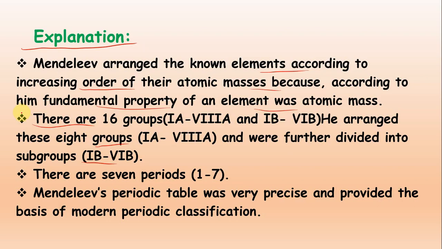Now this was the explanation related to the groups. What about the periods? There were 7 periods. Vertical columns are called groups, and horizontal rows are named periods. Mendeleev's periodic table was very precise and provided the basis for the modern classification of the elements. So this was a little explanation related to Mendeleev's periodic classification.